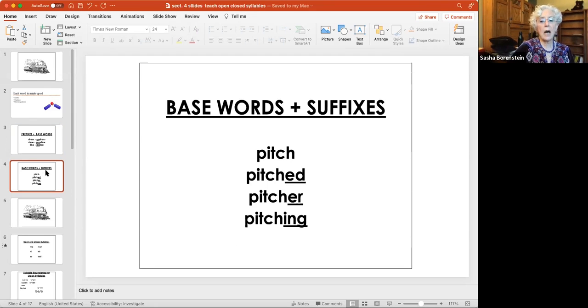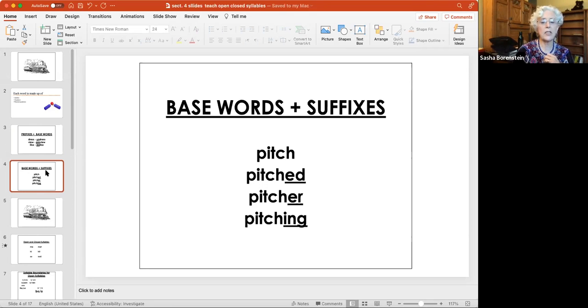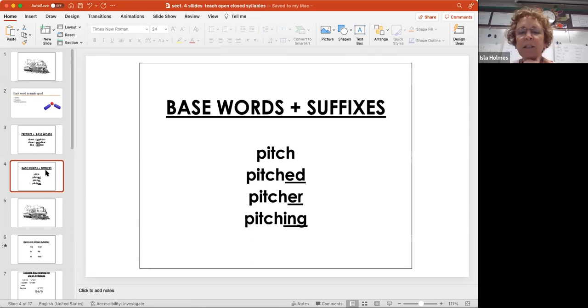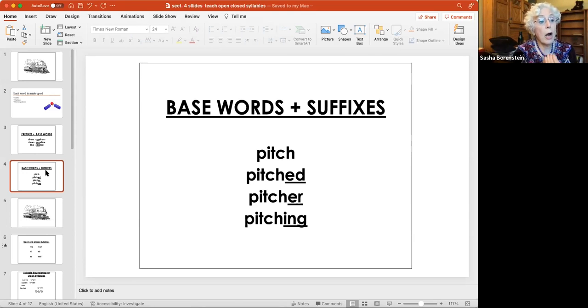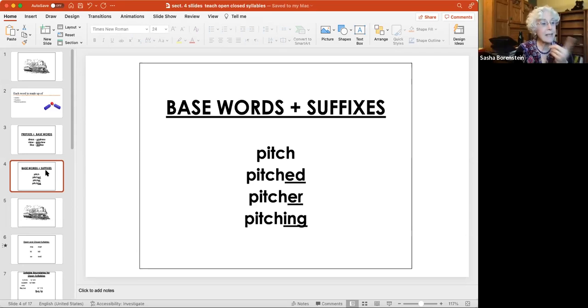We can also put suffixes or syllables on the end of a word. So if we start with the word pitch, what does the word pitch mean, Isla? To throw. And if I stick the suffix ed on it, it's going to say pitched. What is the meaning of the ed? What does that add to that base word? Makes it past tense. Exactly. If I put er on the base word pitch, what does it mean? Makes it an action word. It makes the action a picture, or I'm sorry, it's a noun. Makes it a noun. It makes it a noun, doesn't it?